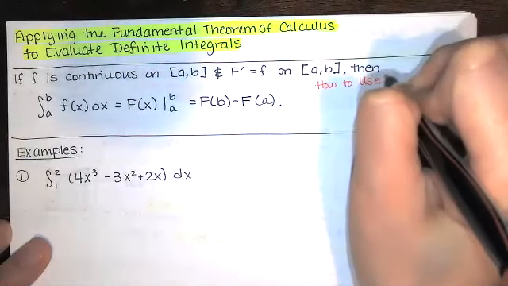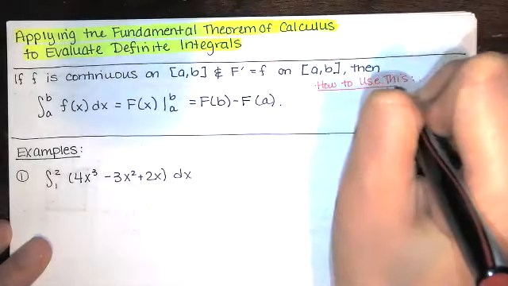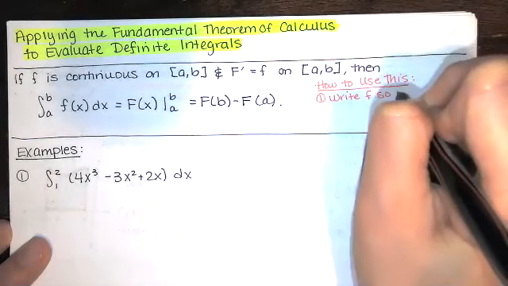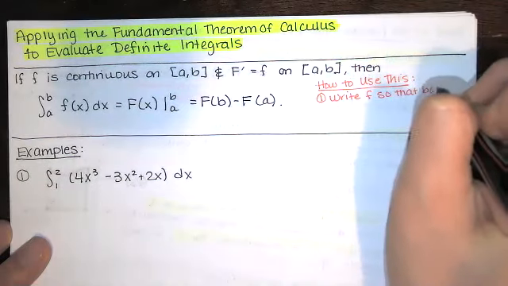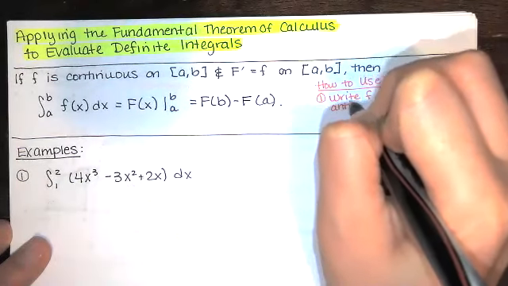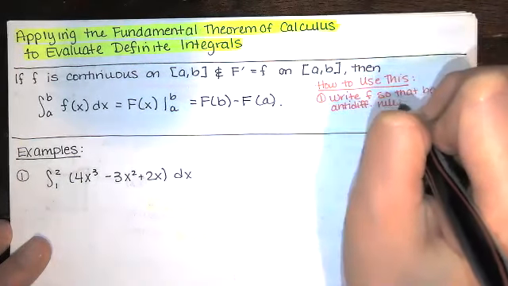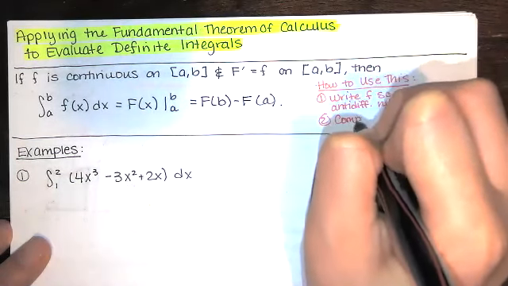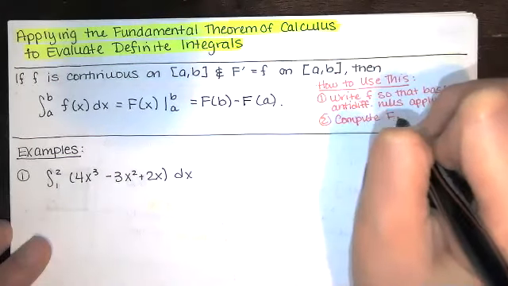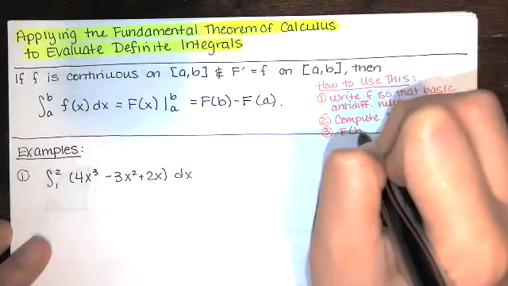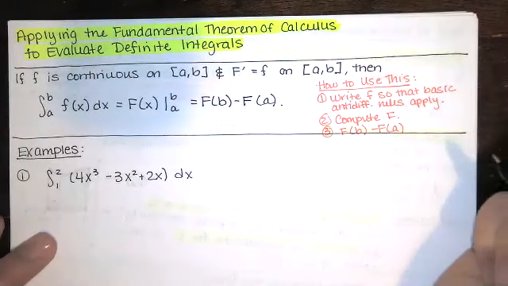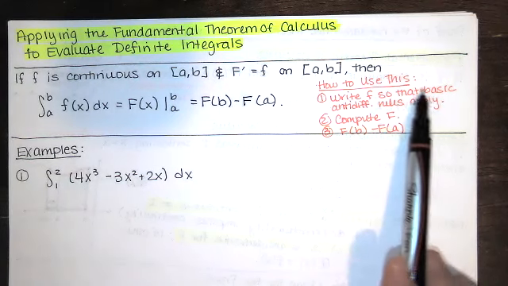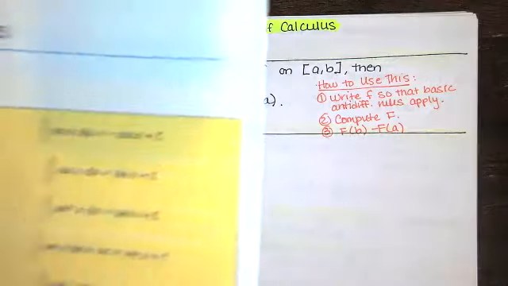So how do we use this? The first thing we do is we write f so that our basic antidifferentiation rules apply. And then after we do that, we just compute the antiderivative. And then we evaluate F at b and a and subtract. Super simple, very easy. Now, sometimes the trick is writing f so that the basic antidifferentiation rules apply.